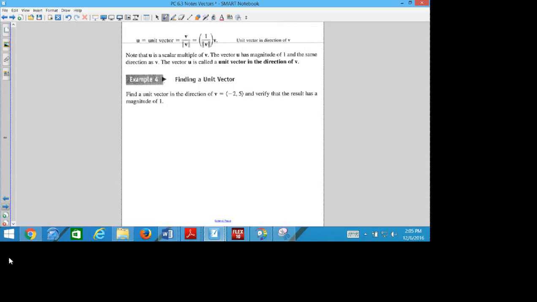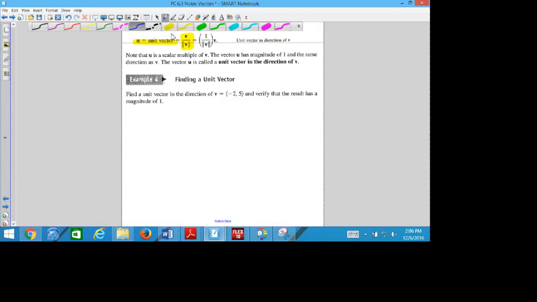Okay, the next example, for example 4, we have how you can find a unit vector. To find a unit vector, you take the vector in component form and you divide by the magnitude of the vector. Or you could take the vector and multiply by 1 over the magnitude. Either same thing.